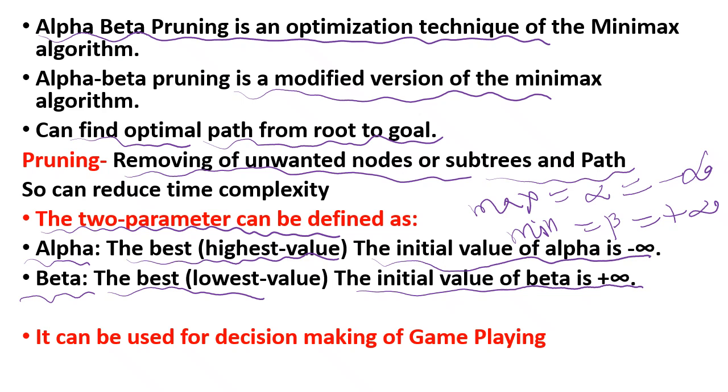By using alpha beta pruning, we can make decisions in gameplay. Here we can find the best optimum path from the initial to the goal state. It is mainly used for games like tic-tac-toe and chess.